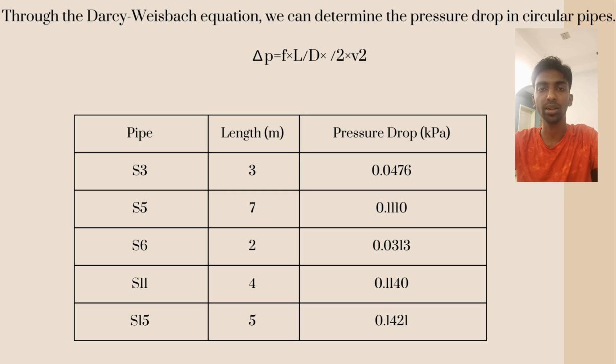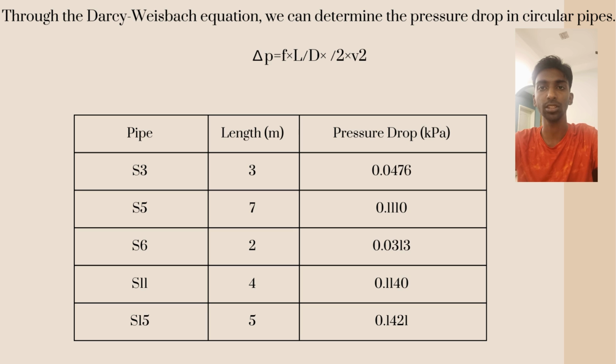Through the Darcy-Weisbach equation, we can determine the pressure drop in circular pipes. The equation is as follows: change in pressure equals the friction coefficient multiplied by length over diameter, multiplied by density over 2, multiplied by velocity squared.